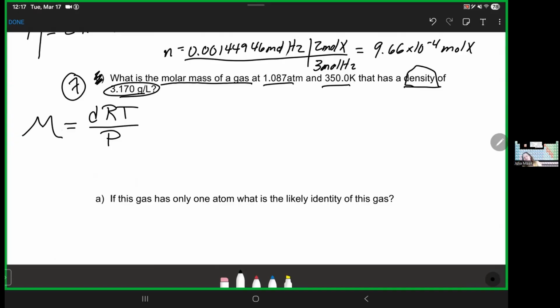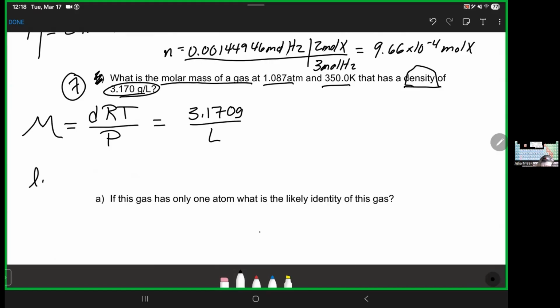Okay, so I remember a student years ago said to me that molar mass equals dirt over P, because if you put dirt over P, it's going to turn all muddy. So you can remember that molar mass of a gas is mud: M = dRT/P. Okay, so we're just going to put our density is 3.170 grams per liter. Remember, density of gases is in liters because we don't look at it in milliliters. I don't think we talked about that.